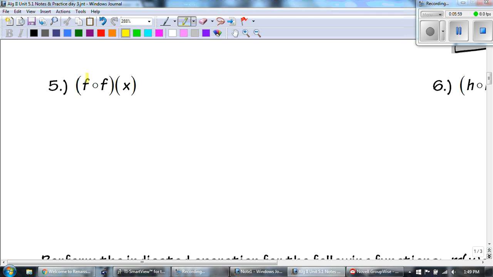All right, number 5. I'm starting with f of x, and then I'm going to plug in f of x. All right, so we have 6x minus 8 is what I start with, and I'm going to plug that in right there. So I have 6, and then I'm going to plug in 6x minus 8 minus 8.